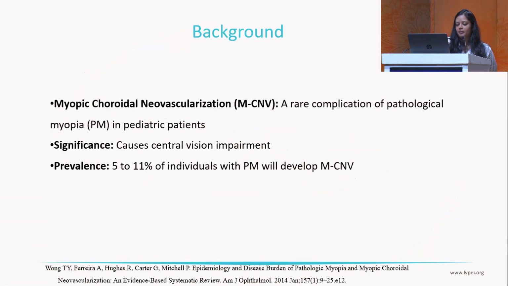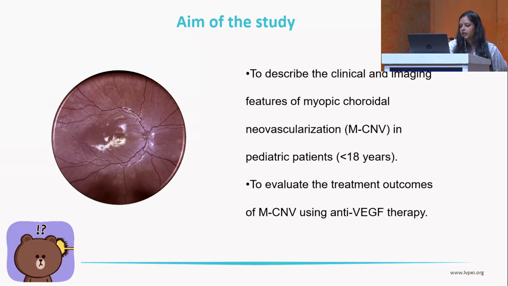Myopic CNVM is a rare complication of pathological myopia in pediatric patients. It causes central vision loss, and the prevalence of myopic CNVM in patients with pathological myopia is around 5 to 11%. The aim of our study was to describe the clinical and imaging features of myopic CNVM in pediatric patients, that is less than 18 years, and to evaluate the treatment outcome of myopic CNVM using anti-VEGF therapy.